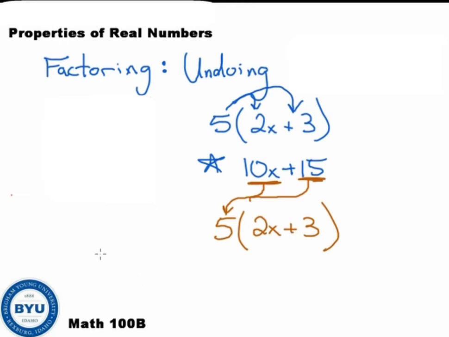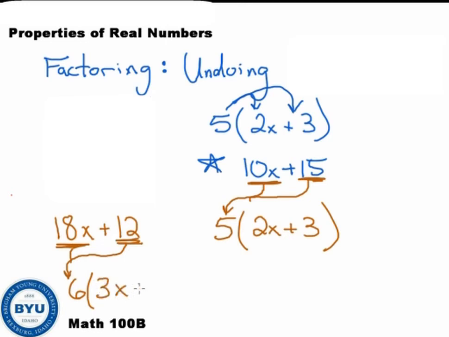Let's try a couple more of those. What if I were to give you this problem here, 18x plus 12? What if you had to factor this problem? Again, we'd look at both of these terms and say, okay, what goes into 18x and what goes into 12? Hopefully you realize that it's 6. So we're going to pull 6 out of both of these. Divide a 6 out. If I took 18 and divided it by 6, we'd be left with 3x. If I took 12 and divided by 6, I'd be left with 2. And that would be our factoring. And you can distribute it in to check your answer to make sure that it works out.